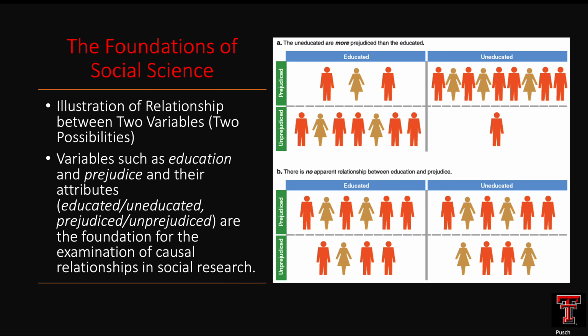So here in the first, the top little graph, we can see that there does seem to be a relationship between being uneducated and being more prejudiced, whereas at the bottom, there doesn't seem to be a relationship. So you're just as likely to be prejudiced whether you're educated or uneducated.